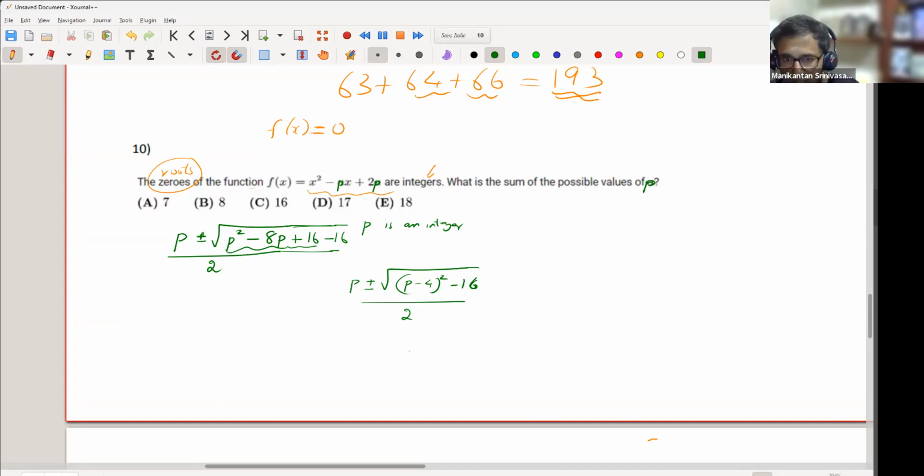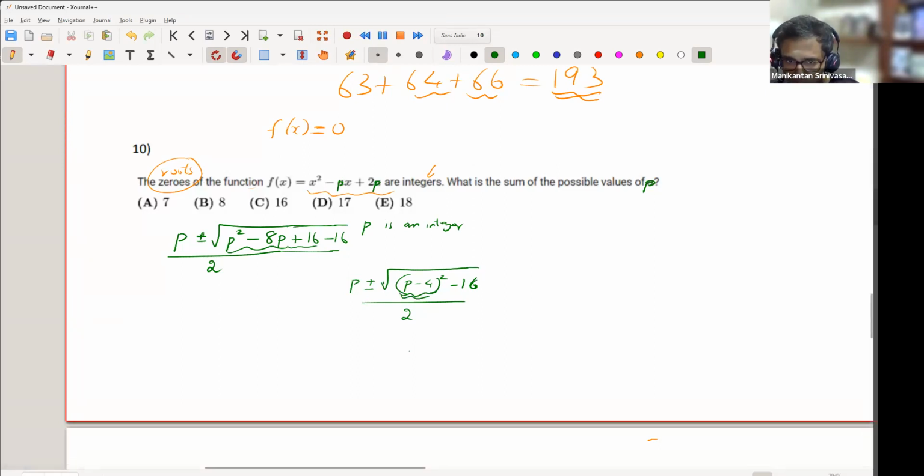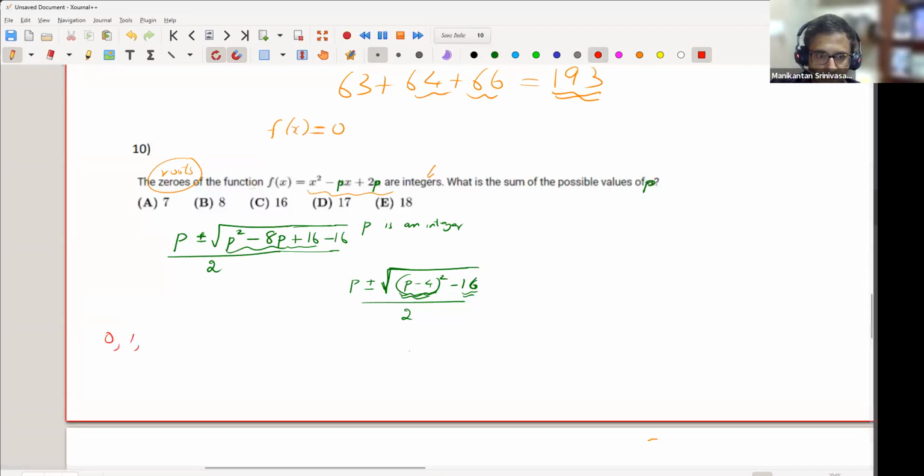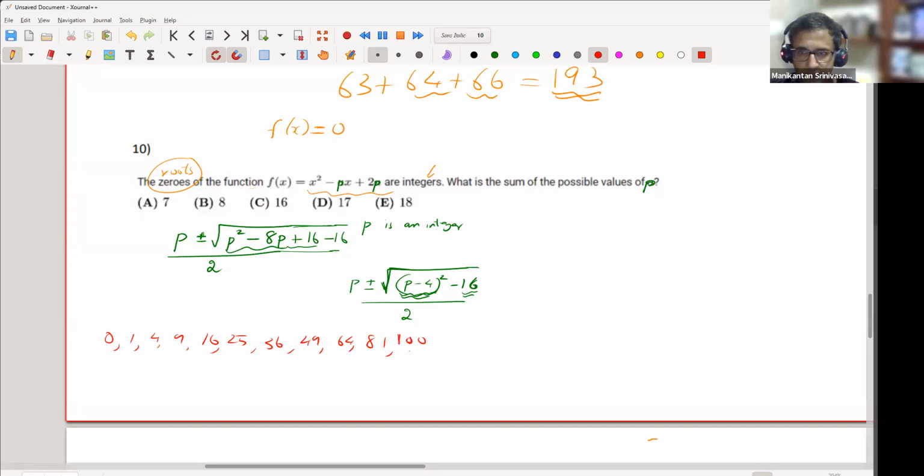Okay, all right. So now, if p is an integer and p minus 4 is a perfect square, so we want the square root of another integer, right? This integer, (p minus 4) whole square minus 16, must be a perfect square. So let's list out all the perfect squares for now, starting from 0. So we have 0, 1, 4, 9, 16, 25, 36. Let's do a few more, 49, 64, 81, 100. Okay, that's good enough. The first 10 perfect squares we listed.